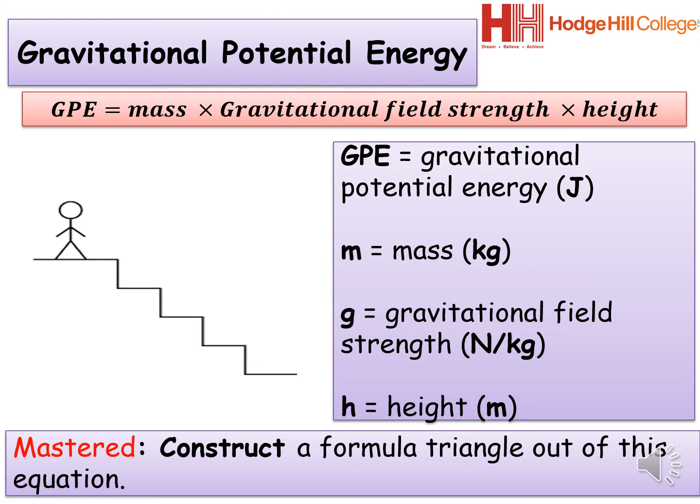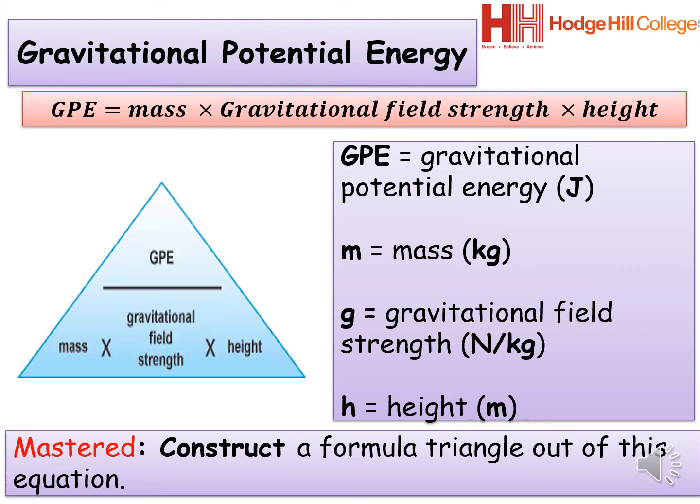Okay, thank you. Hopefully what you have is a triangle that looks very similar to this. So you've got GPE at the top and mass times gravitational field strength times height at the bottom. Remember how we use these triangles. If you are asked to find out what one of them is, so maybe you're asked what is mass, you would cover mass with your finger, and that would leave you GPE divided by gravitational field strength times height.